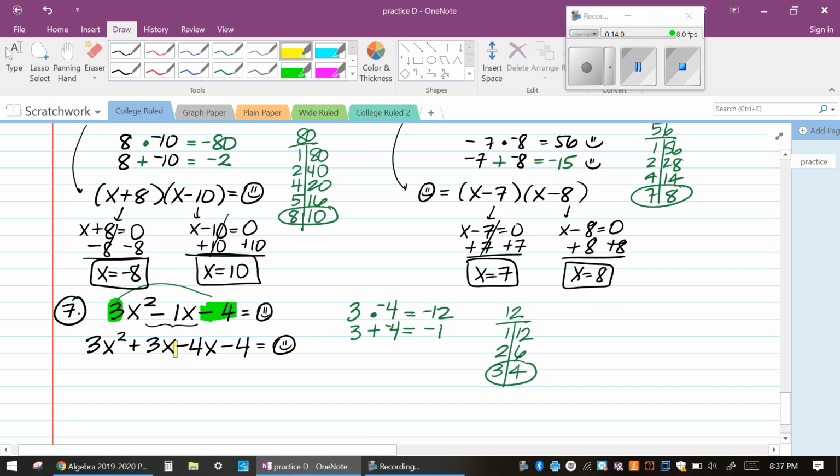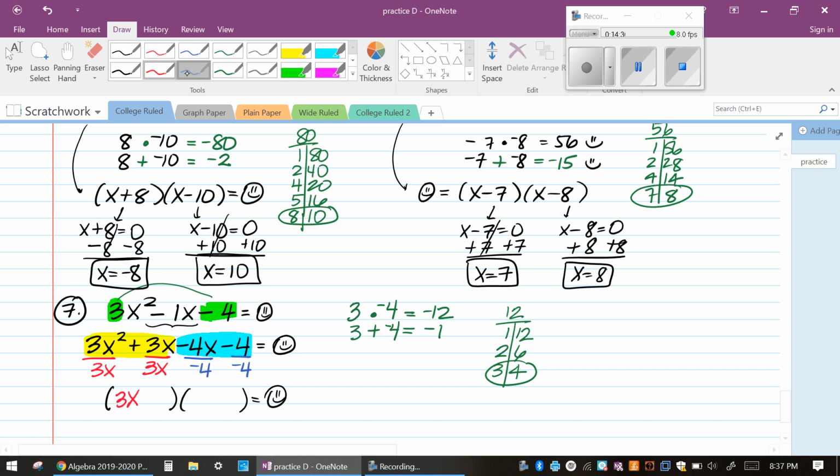Now I'm going to find the GCF of the first two terms. The GCF of the first two terms is 3x because they both can be divided by 3 and they both have an x. Now I'm going to find the GCF of the second two terms. The GCF of the second two terms is negative 4. So my two binomials that this factors to are 3x minus 4. Those are the two GCFs.